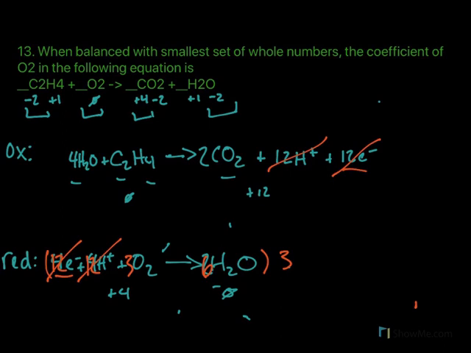We've got 12 hydrogens here, 12 here, and we've got 4 waters here and 6 here, so we can subtract those and we will get 2. So that leaves our coefficients 1, 3, 2, and 2. So the answer will be 3.